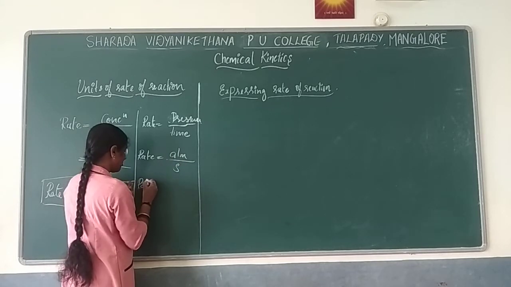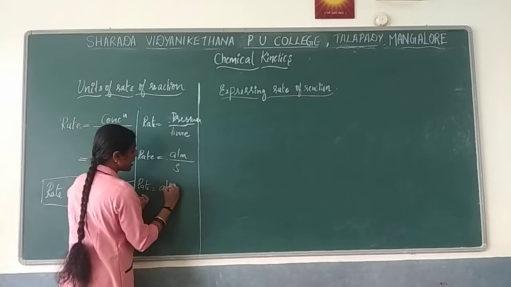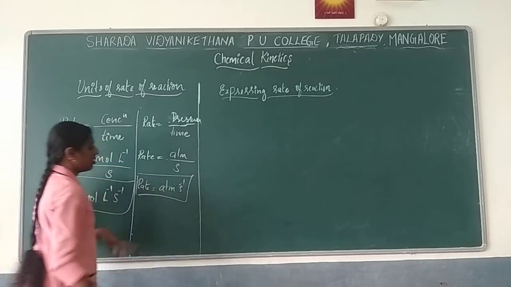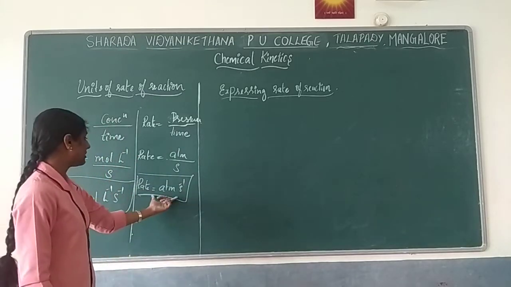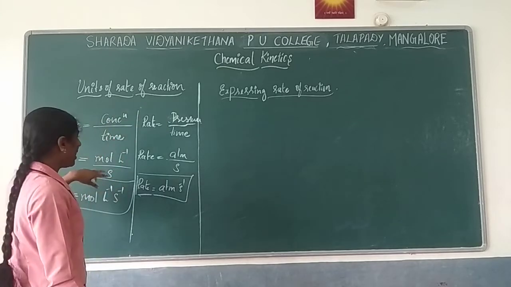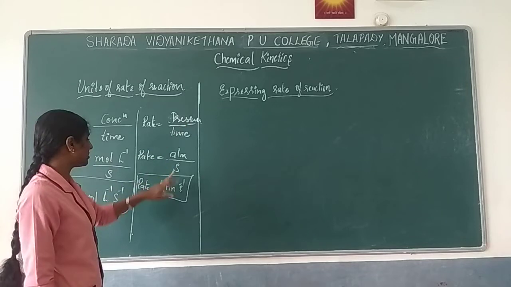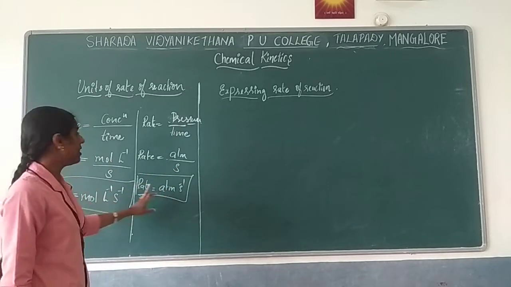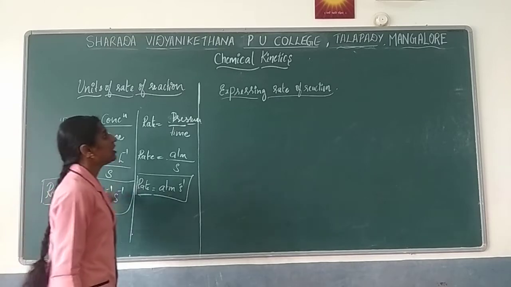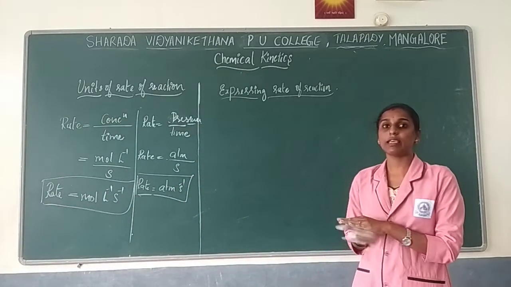So the rate of a reaction for a gaseous system comes as ATM per second, atmospheric pressure per second. So this will be the unit for rate of a reaction if you are writing in terms of a gaseous reaction. Otherwise the unit will be measured in terms of concentration. Next we will see how to express the rate of a reaction, with some examples.